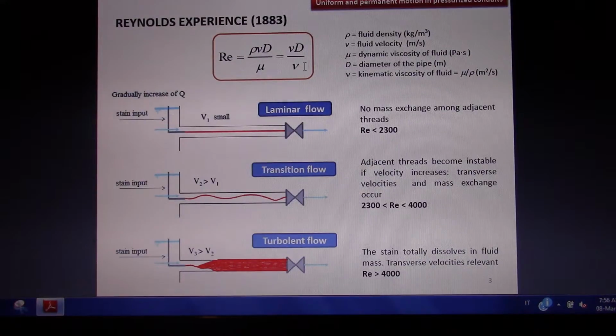This Reynolds number defines all these three kinds of flow. So, for example, for small values of velocity, and for small values of the Reynolds number, you get the case of the laminar flow. And this is true for Reynolds number in circular pipes lower than 2300. When Reynolds ranges from 2300 to 4000, you get the transition flow, again in circular pipes, while when Reynolds is higher than 4000, you get the turbulent flow, again in circular pipes.